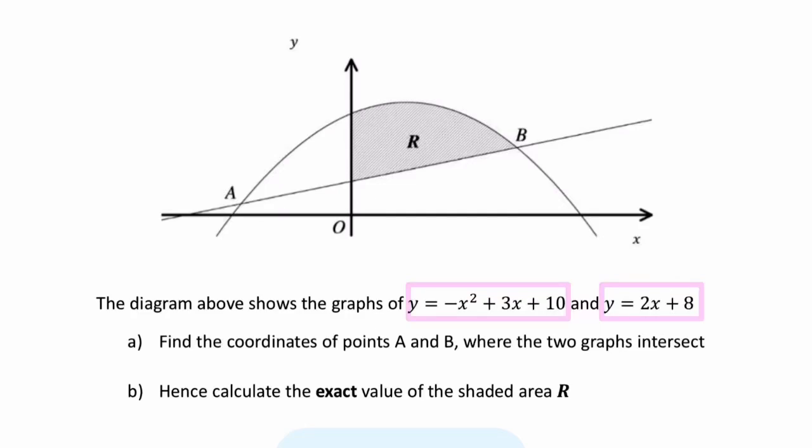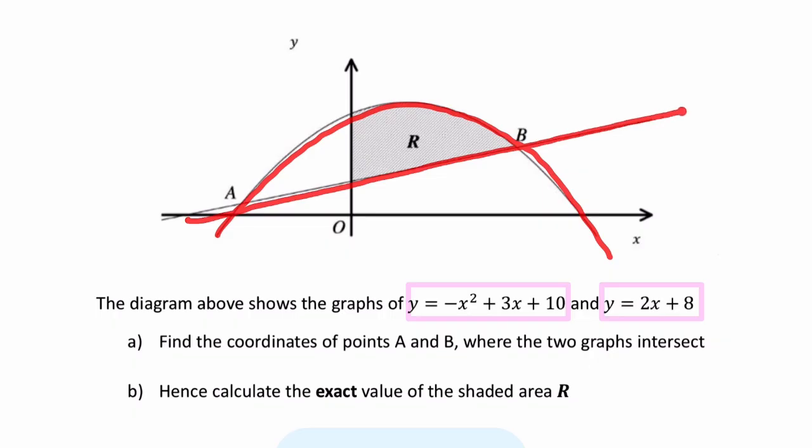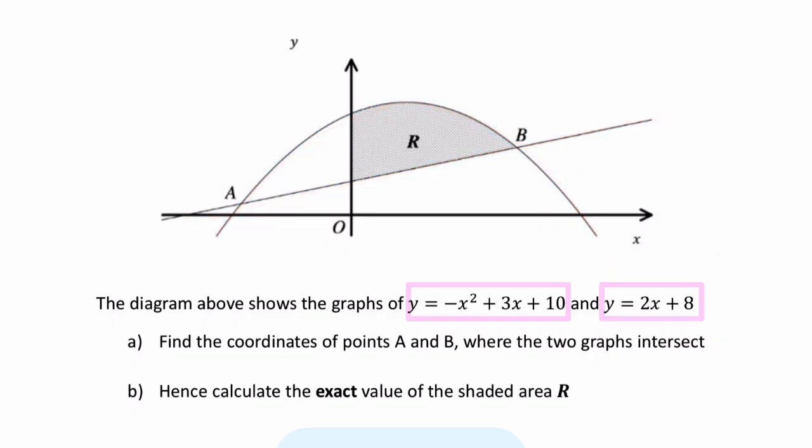Here we're given the equation of a parabola and the equation of a line, and we're asked for two things. We're asked to find the points of intersection of the parabola and the line, and we're asked to find the area enclosed between the two.